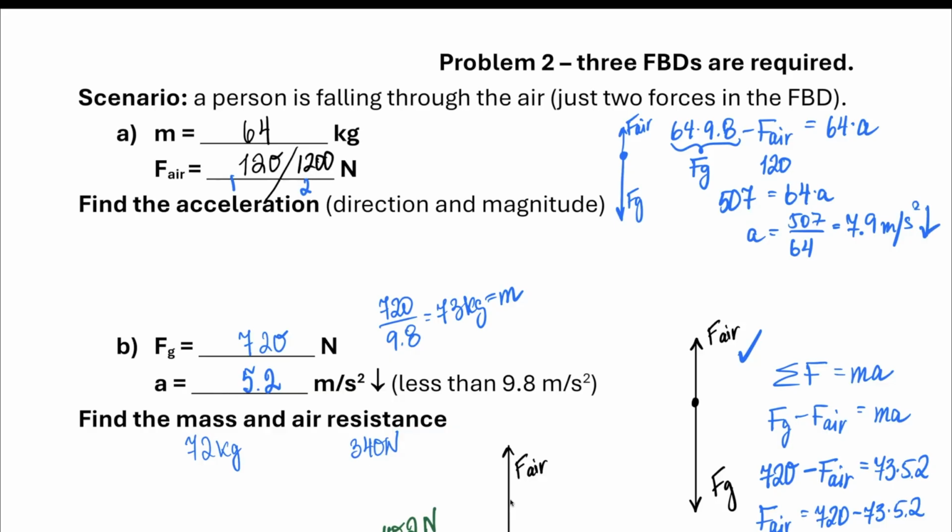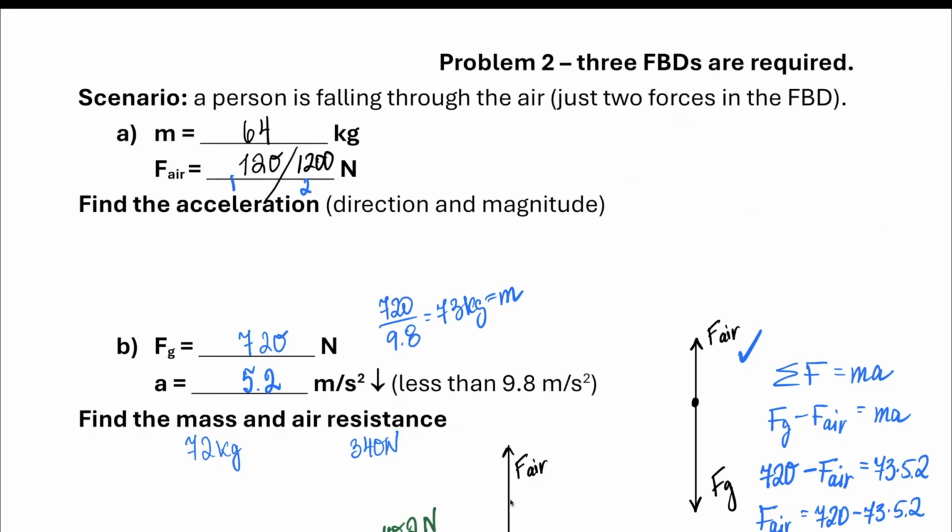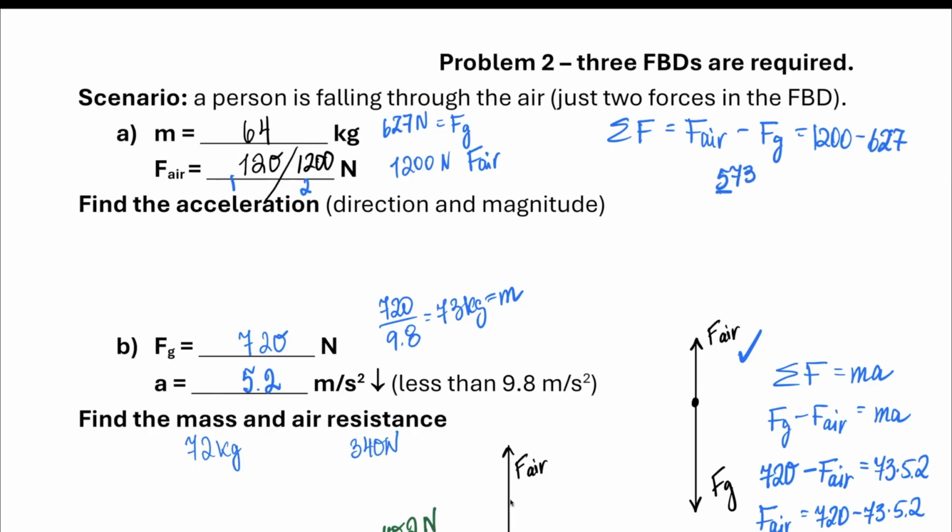and that's going to be downward because force of gravity is greater than force of air resistance. If I go for the second case, what was our force of gravity? 64 times 9.8, 627. So 627 newtons of gravity against 1200 newtons of force of air resistance. My net force in this case is going to be air minus gravity, 1200 minus 627, 573. So then 573 for net force divided by 64, that's going to be 8.95. So 9 meters per second squared upward.